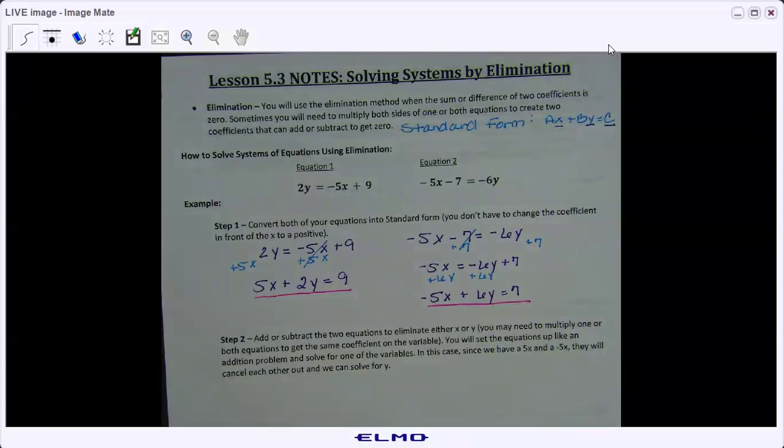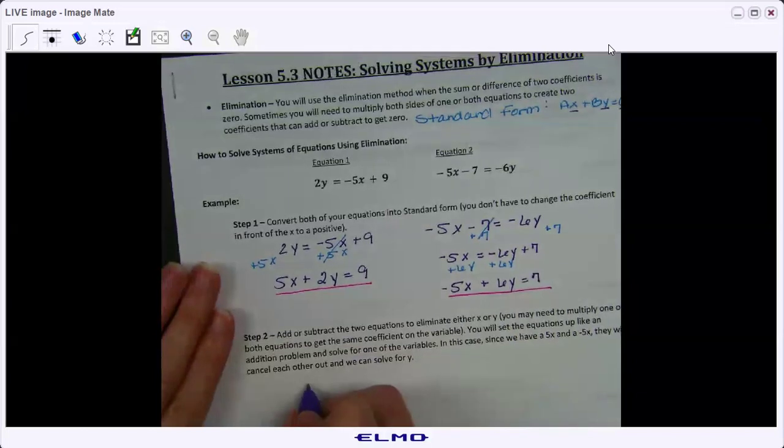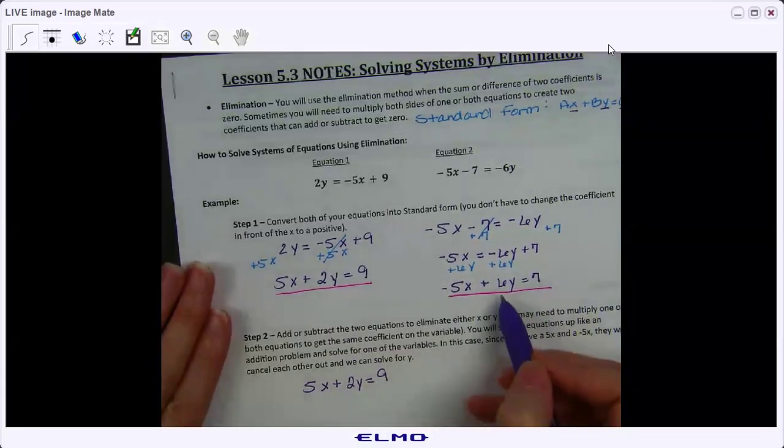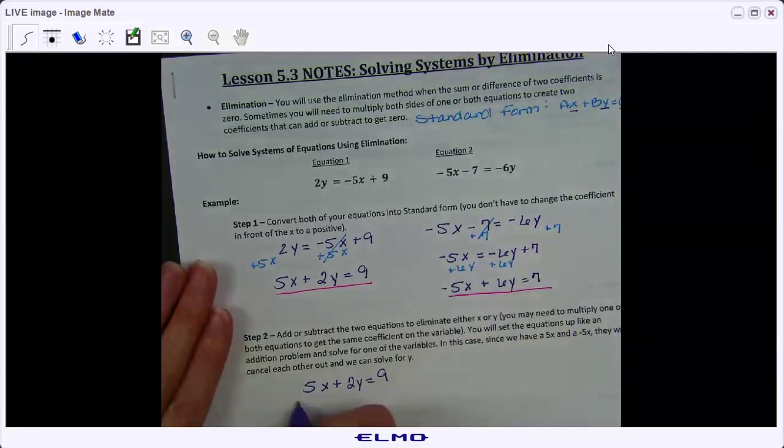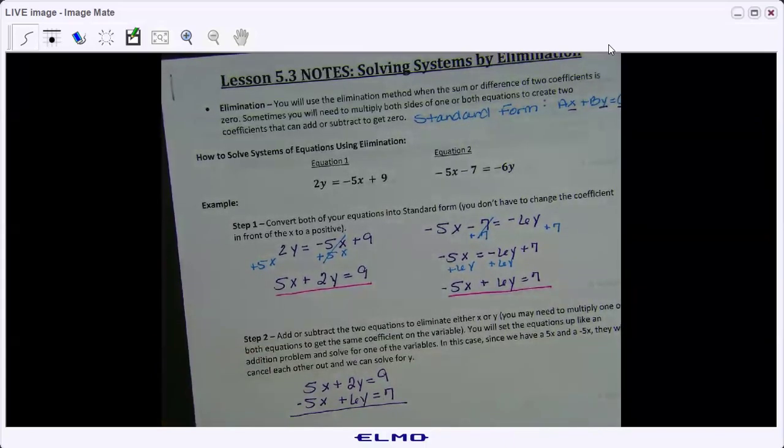Now, step 2, I'm just going to shorten this up. We're going to stack them and we're going to add them. Or you could say stack and combine. So I'm going to take my first equation, 5x plus 2y equals 9. And I'm going to put my second equation right under it, lining up my variables like this. And I'm going to solve it like an addition problem.